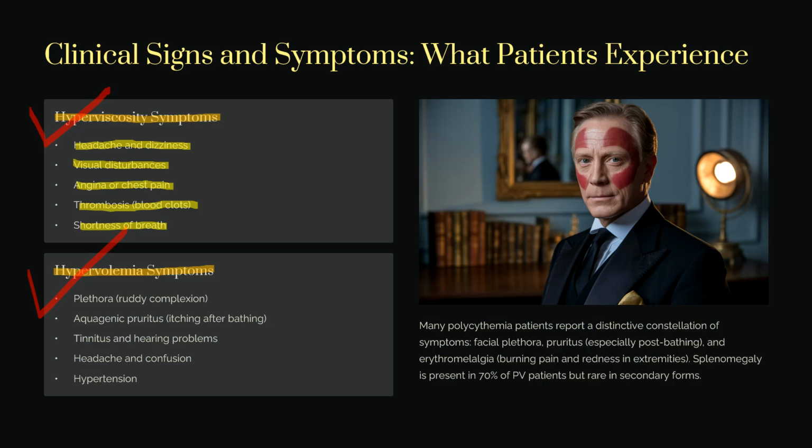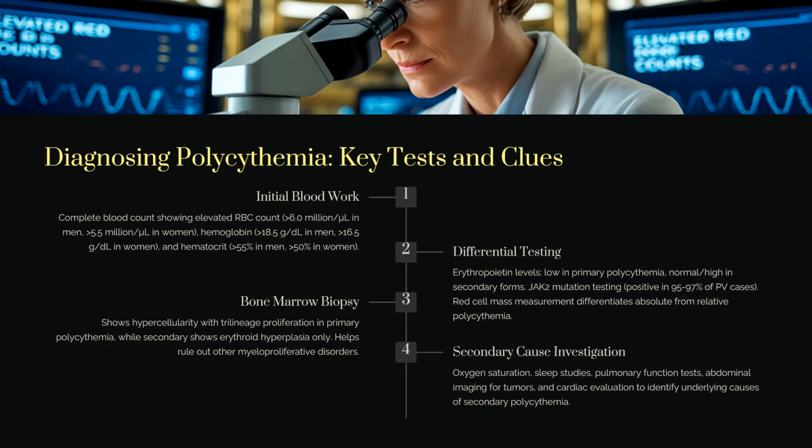Now what are the hypervolemic symptoms? Plethora. What is plethora? Ruddy complexion. You can see in the face of this patient some red patches. This is called plethora. Next, aquagenic pruritus, which means itching after bathing. Then tinnitus and hearing problems, where a person cannot hear properly or there is a buzzing sound while hearing. Headache and confusion, because enough oxygen is not going to the brain. And hypertension because of the increased viscosity of the blood.